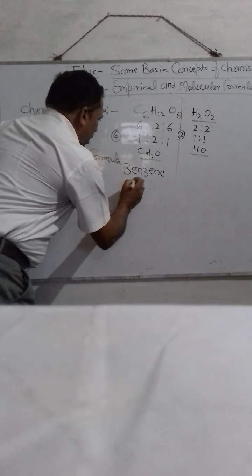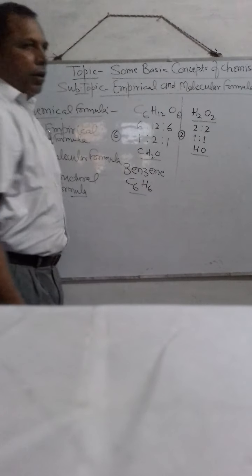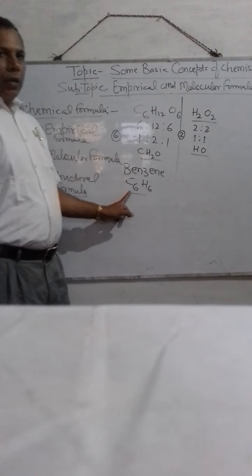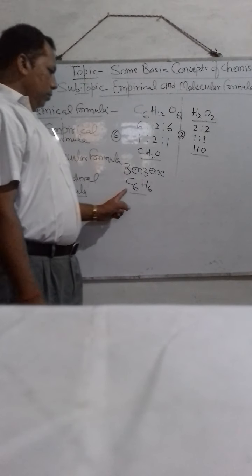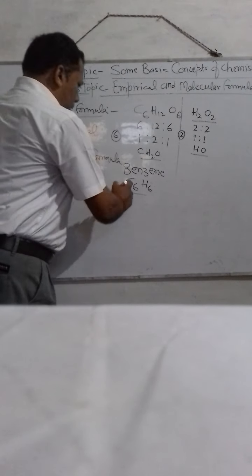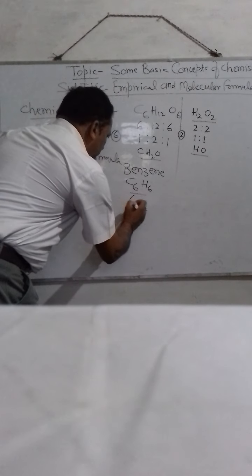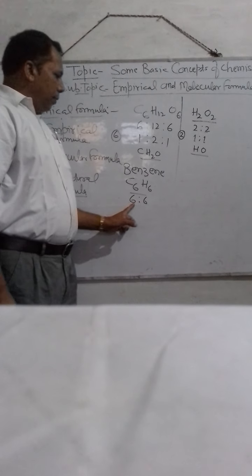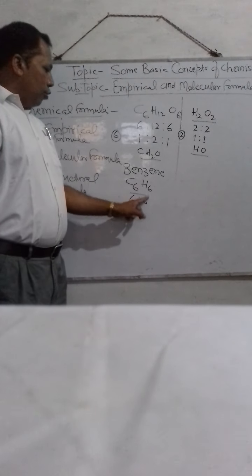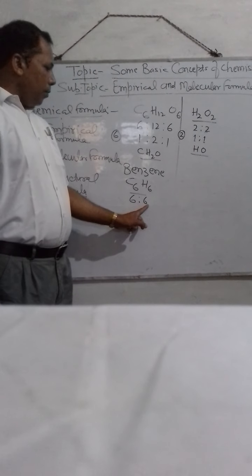The formula of benzene is C6H6. So students, in a benzene molecule, carbon and hydrogen atoms are present in the ratio 6:6. So this 6 and 6 shows the actual or real ratio.